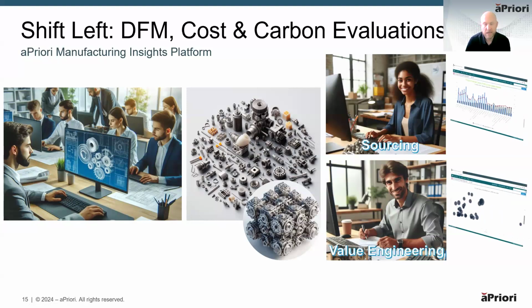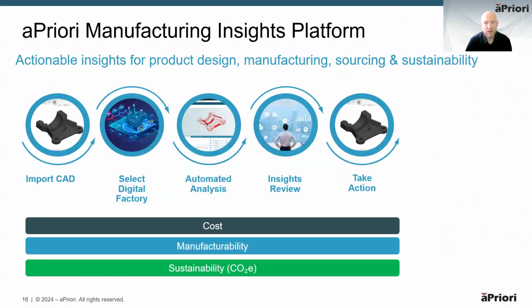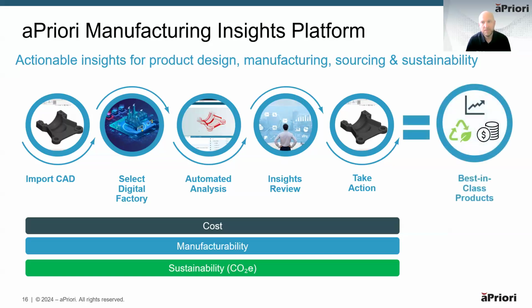So that's some of the analytics that you can use on our platform. And the way we achieve it, we import the 3D CAD model into the Manufacturing Insights platform from a priori. And all you need to do is select a digital factory. And really what that gives you is the digital twin of your manufacturing facility, whether it's a supplier's or your in-house facilities. We run some automated analysis, which is effectively manufacturing simulation based on a specific process group. And then we give you the insights to review. And then how you decide to take action is down to your knowledge and expertise and application.